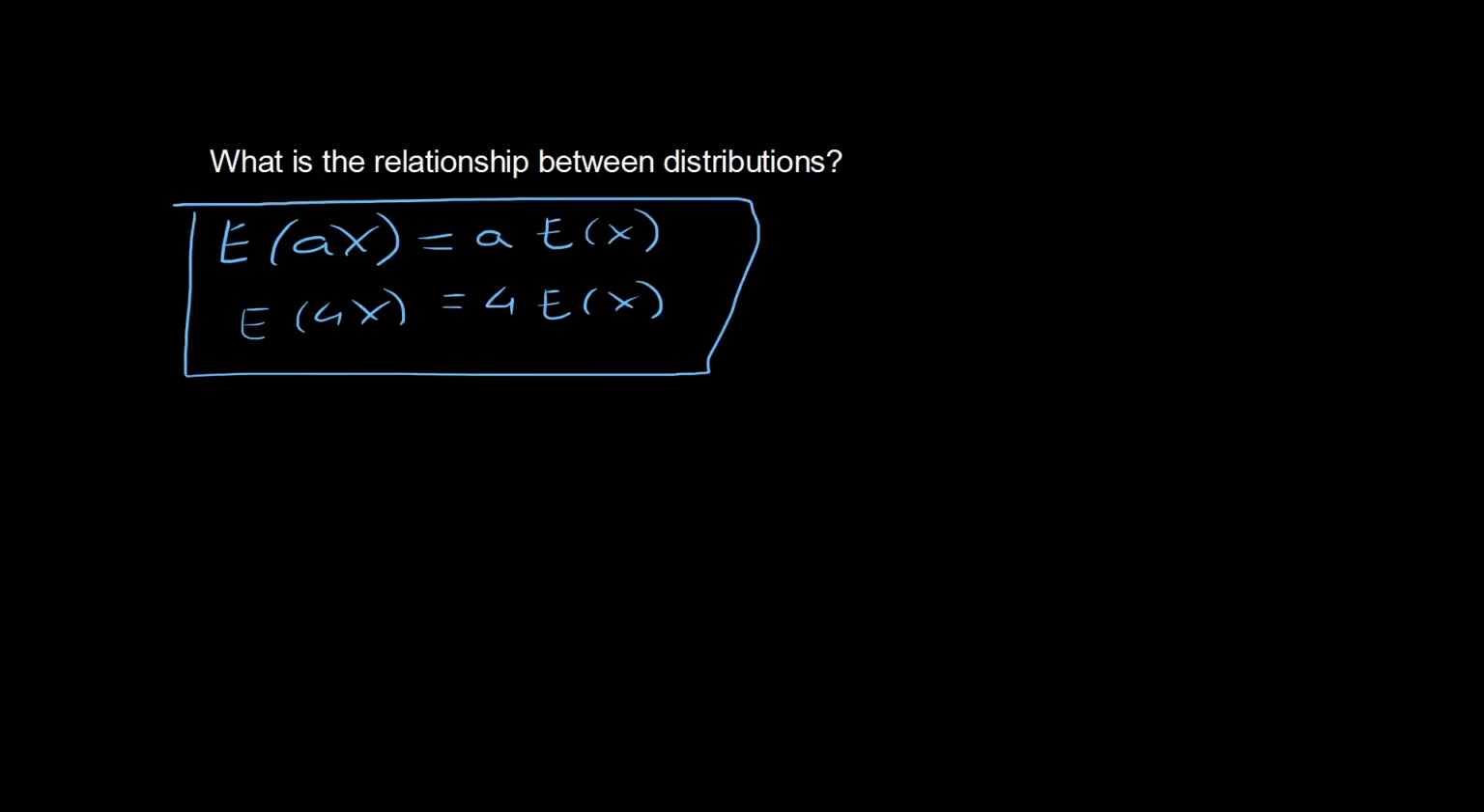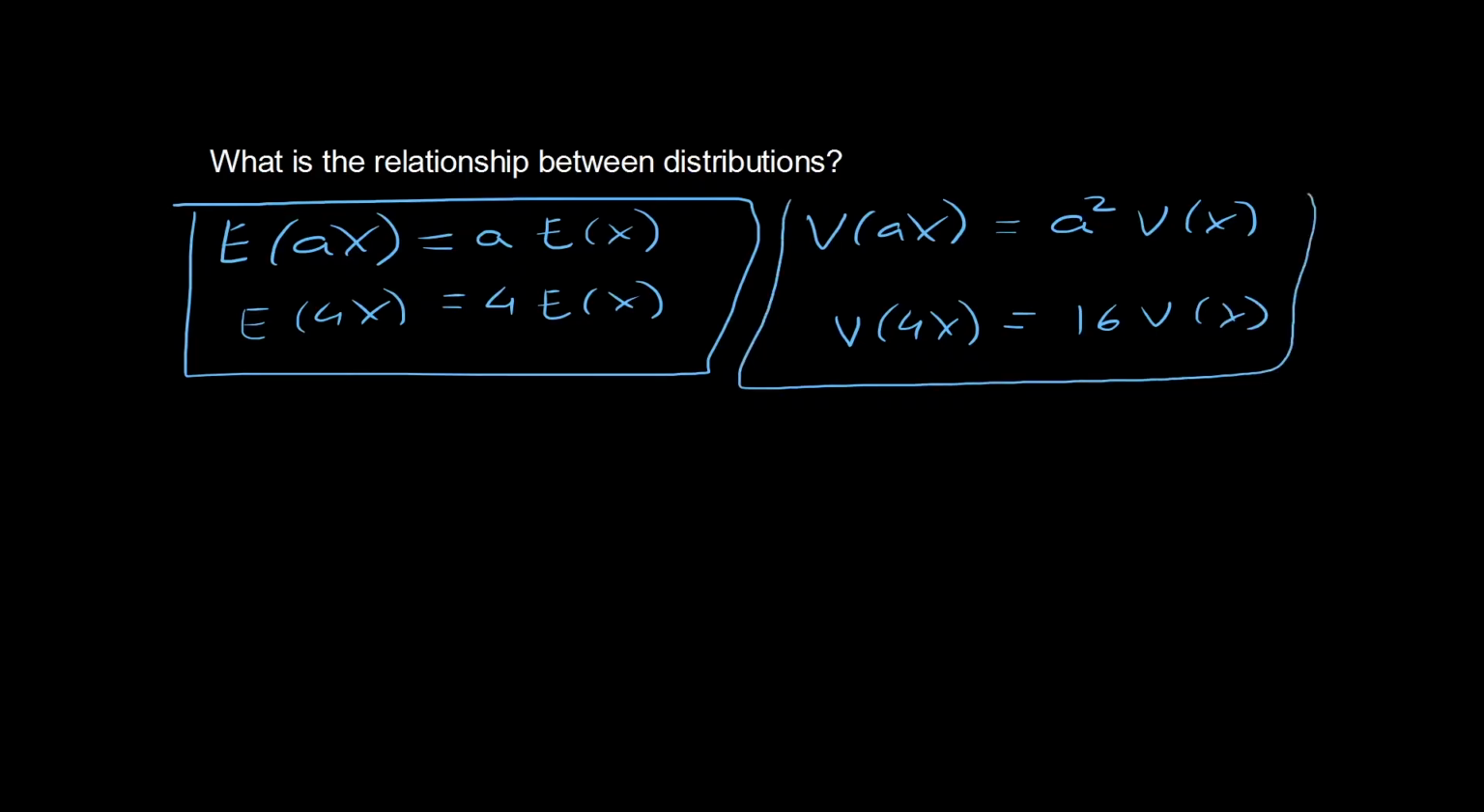The other one that you need to be aware of is when it involves variance. So if you have a variance of a constant like this, the constant comes out but squared, so it stays like this. Here we have variance for 4x, 4 comes out squared, so that's 16 V of x. This is the second one that we need to know.